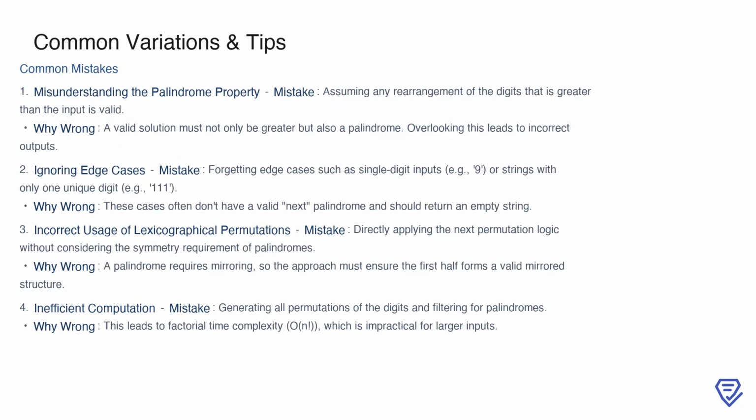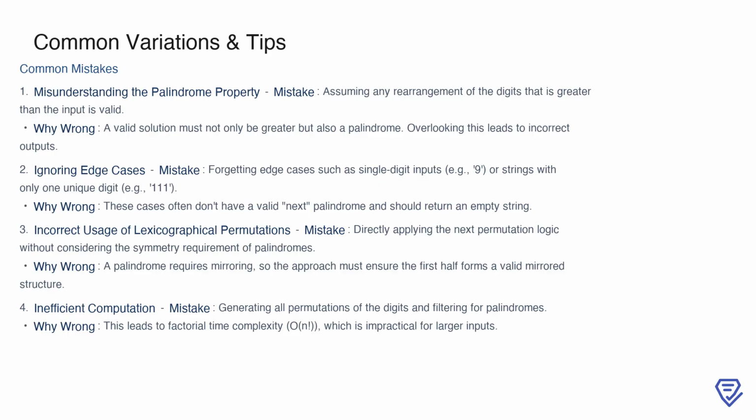When working on the next palindrome problem, there are a few common mistakes to watch out for. First, misunderstanding the palindrome property is a frequent issue. Some assume that any rearrangement of the digits, as long as it's greater than the input, qualifies as a valid solution. However, this is incorrect because the output not only needs to be larger but must also adhere to the symmetry of a palindrome.